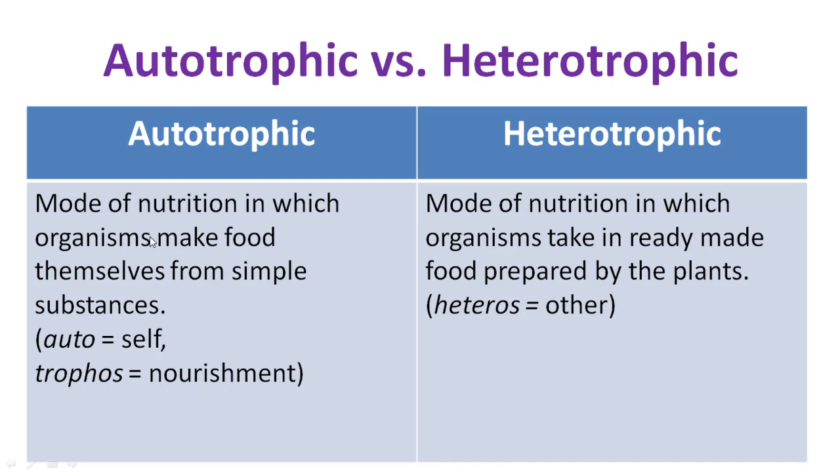So autotrophic. Now on the other hand, heterotrophic mode of nutrition is that mode of nutrition in which organisms take in ready-made food prepared by the plants.